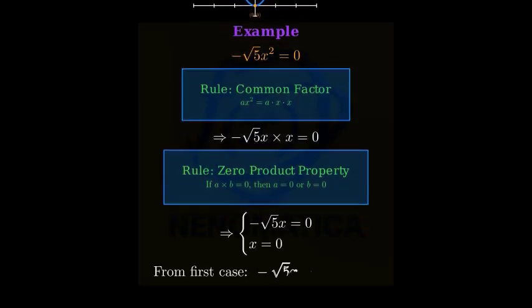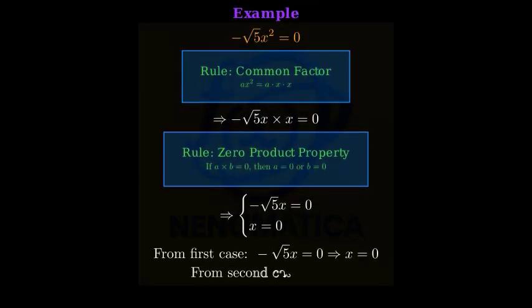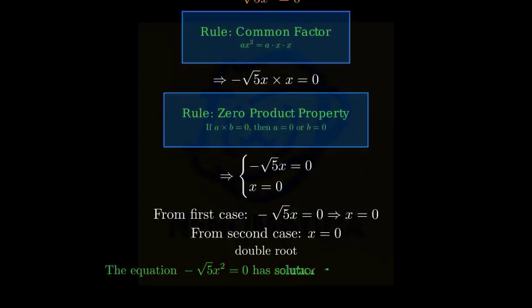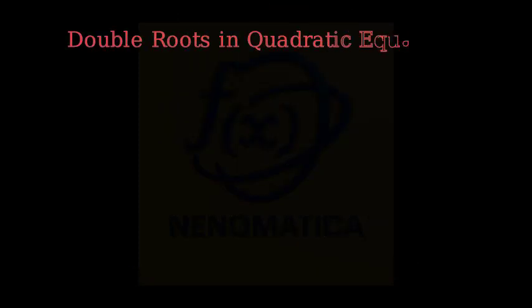From the first case, if negative square root of 5 times x equals 0, we can divide both sides by negative square root of 5 to get x equals 0. From the second case, we already have x equals 0. So again, we have the same solution from both cases. This tells us that x equals 0 is a double root of our equation. Therefore, the equation negative square root of 5 times x squared equals 0 has the solution x equals 0, which is a double root.